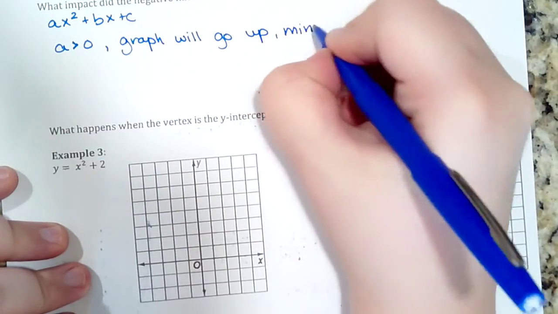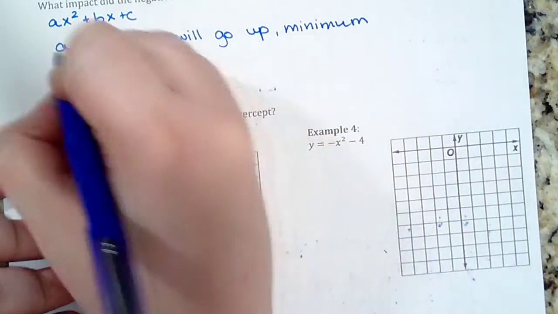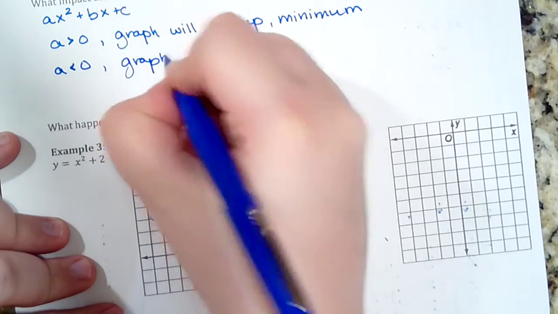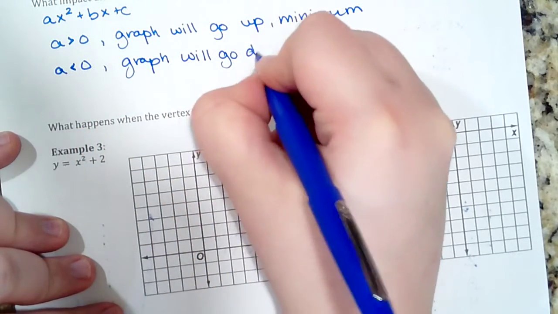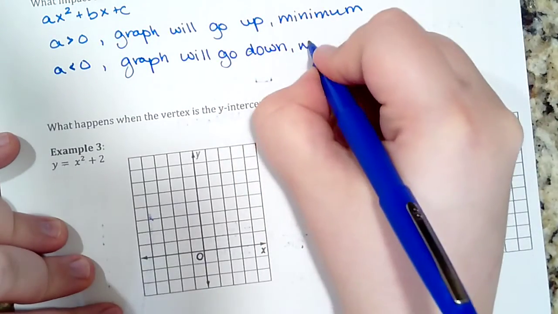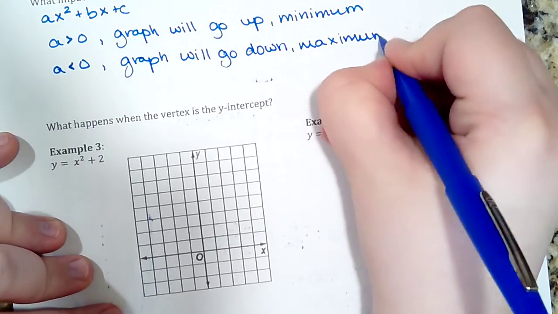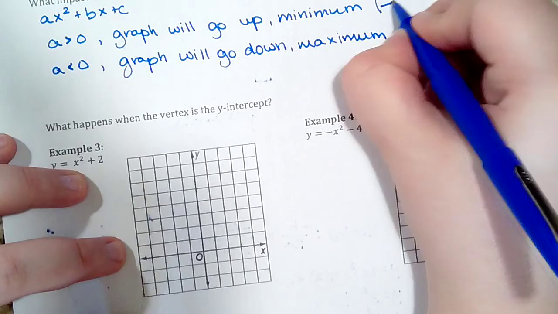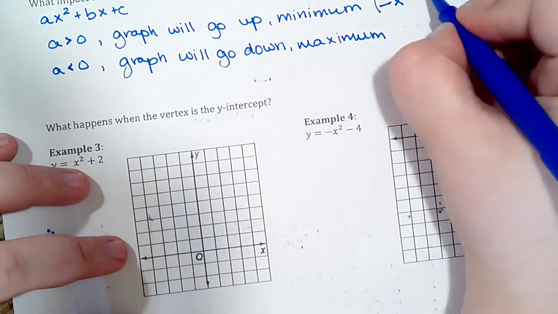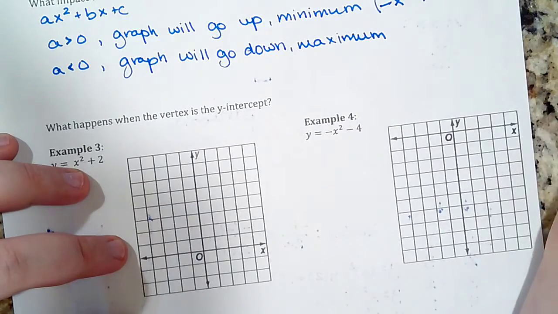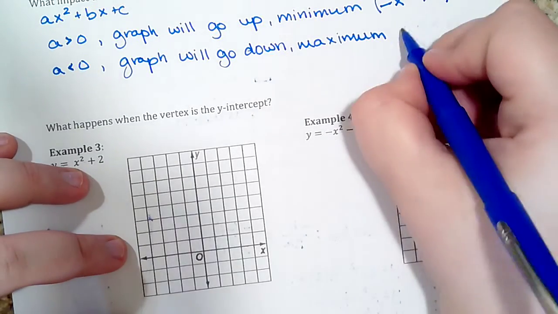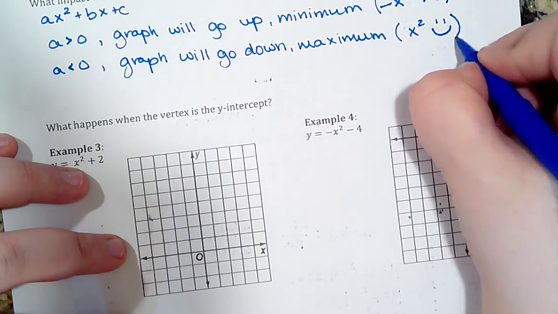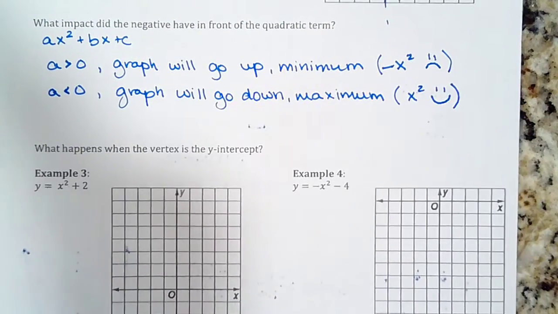So this will have a minimum. However, if a is less than 0, the graph will go down and it will have a maximum. And I think the easiest way to think of this, my little example over here, is that if you have a negative x squared, that's going to be a sad graph. Negativity is sad. If we have an x squared, that's going to be a happy parabola because positivity is a good thing. So that's my little reminder for you.